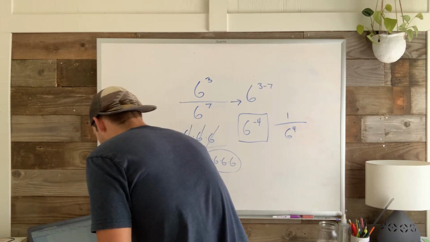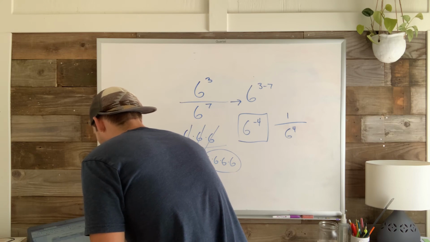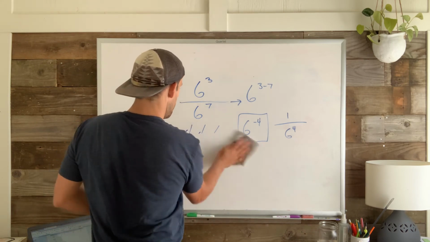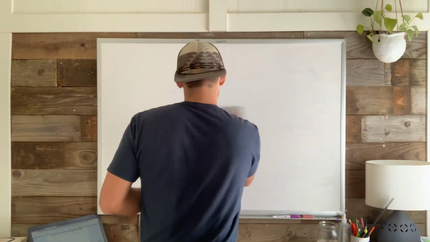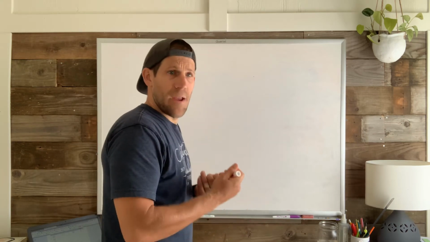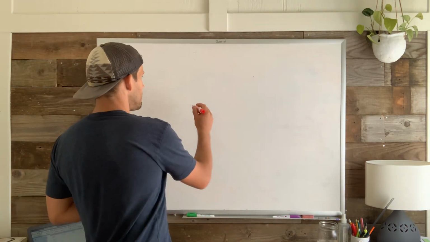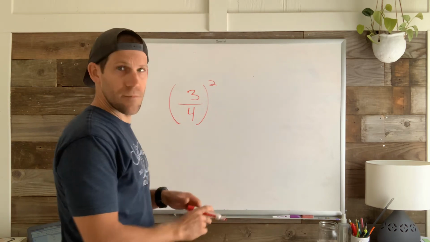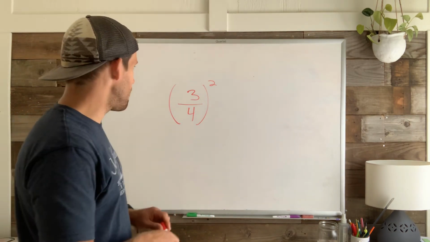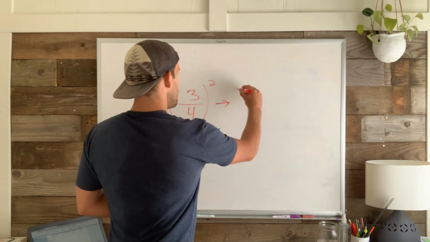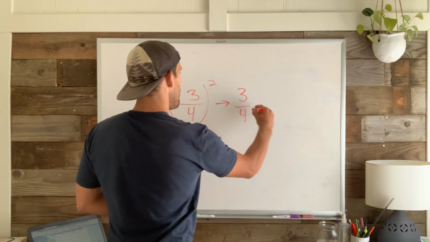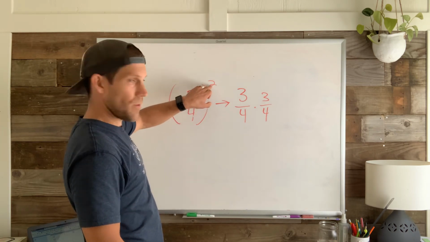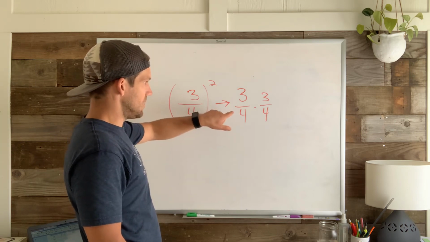Okay, and then lastly, is if we have a fraction inside of parentheses with an exponent on the outside. Let's say 3/4 squared. So another way to think about this is simply rewriting it. Always it's good to just rewrite it. That's 3 over 4 times 3 over 4. You essentially take whatever's inside and multiply it by itself twice, because that's what squared is representing here.